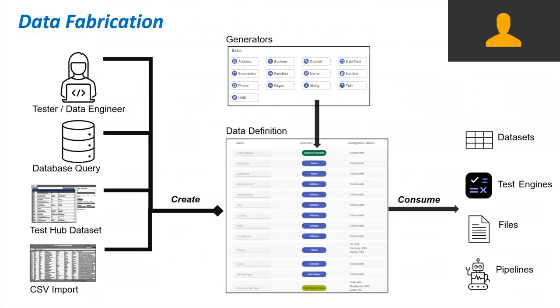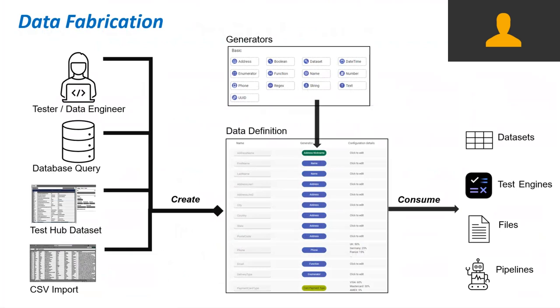And these data definitions are populated through various different means. They can be created manually by hand by a tester or a data engineer, and you'll see me do that shortly. They can be imported through database queries, through data sets, which is a concept in our Test Hub, and also through things like CSV files. And that's enabling us to create a structure wherein I might say, I have a need for a first name and a last name and a city and an address and so on and so forth.